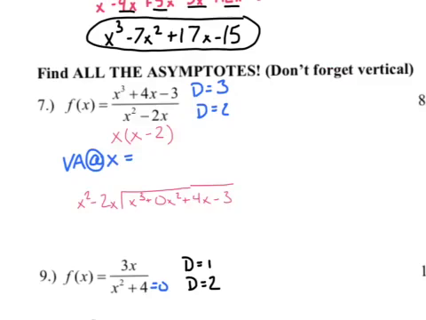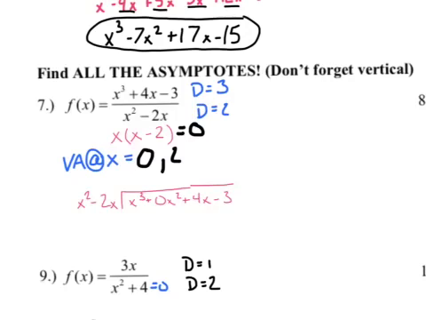On number 7, we're trying to find all of the asymptotes. First, I set the denominator equal to 0. I factored out an x. When I solve for the denominator, that will get me my vertical asymptote. So my vertical asymptotes are at x is equal to 0 and 2. Hopefully you got that. We've done that one quite a few times.